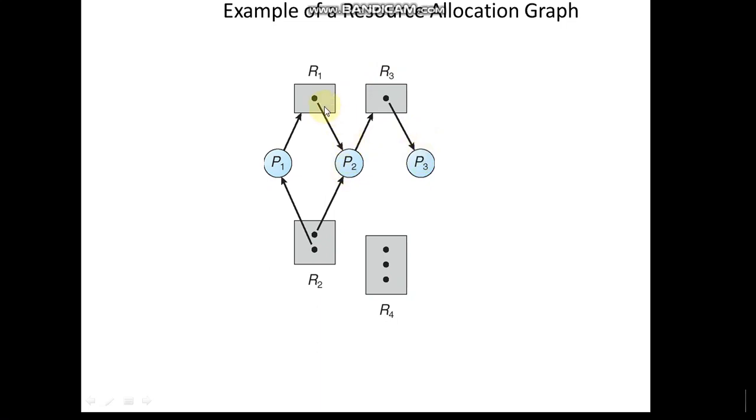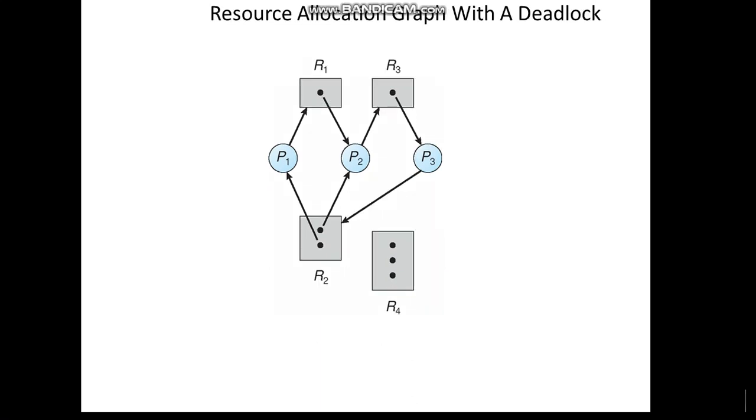Right now P2 is holding one resource, R1, and waiting for the other resource R3 to be released by P3, because both R1 and R3 have a single instance, whereas R2 has multiple instances. One instance is allocated to P1, the other one is allocated to P2, and we have another resource R4 which is available with three instances, but none of them are acquired by any process, and none of the processes are waiting for it.